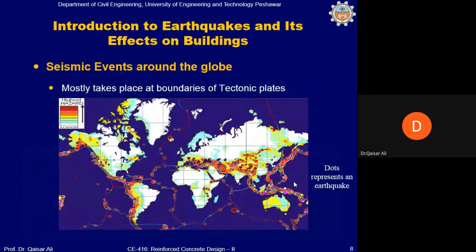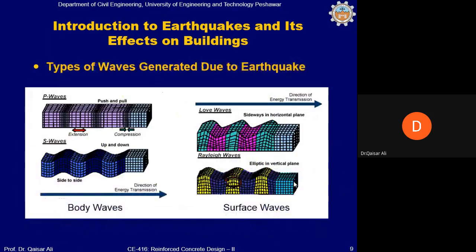In this figure, the earthquakes have been shown by dots along the boundaries of the tectonic plates. You can see that mostly earthquakes occur at the boundaries of tectonic plates. In this slide, we have shown different types of waves. I hope you know these types of waves. You would have studied this in engineering seismology.